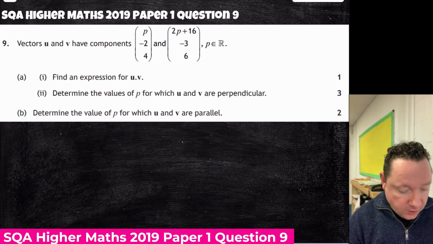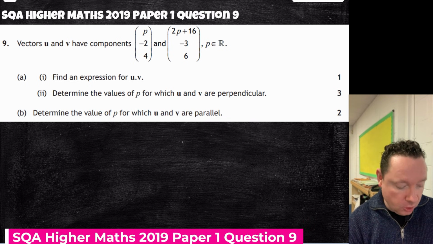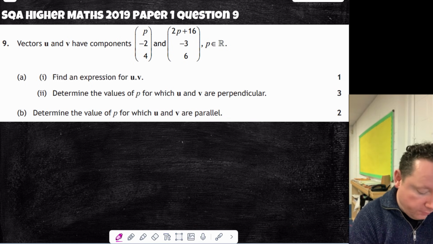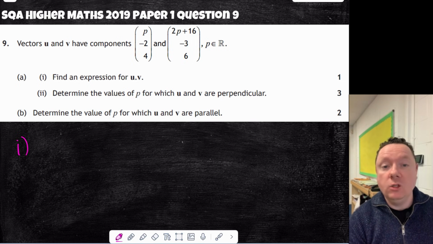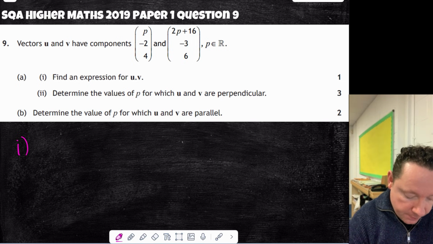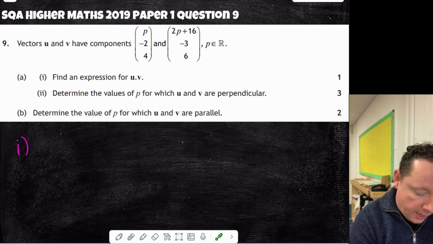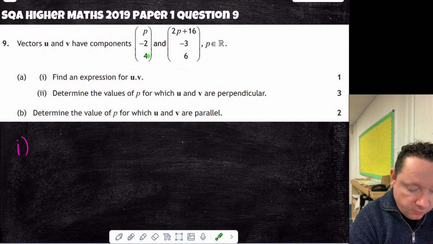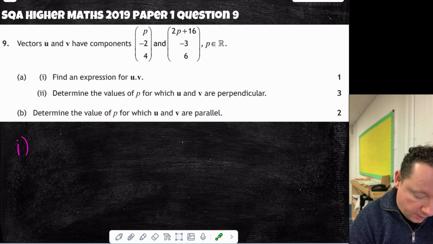SQA Higher Maths 2019 Paper 1 Question 9 on vectors and scalar product. Vectors u and v have these components, where p is a member of the real numbers. Find an expression for u dot v for part 1. Well, u dot v is told to you at the start of the exam paper. If you forget, it's either got an angle in it, or it is times each element, then plus the second element, then plus the third element, all times together. So I can just write that down.